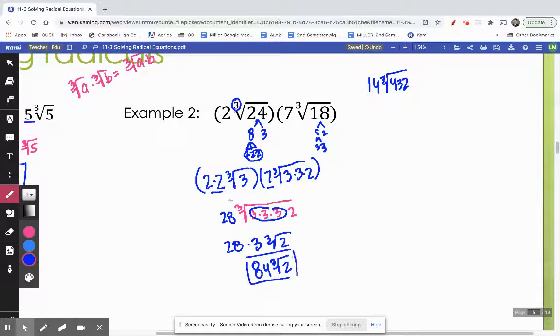All right. If you didn't do this, no big deal. If you didn't break this apart, from this step, you would just get 28 times the cube root of 18 times 3, which is 54. And then we would just have to break apart 54. So sometimes as we get bigger numbers, it's easier to kind of get together groups of 3 like that.